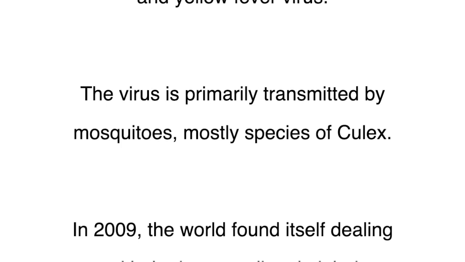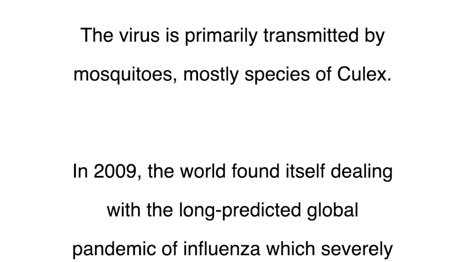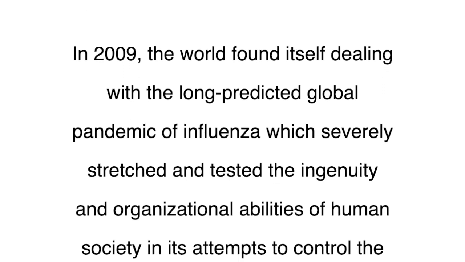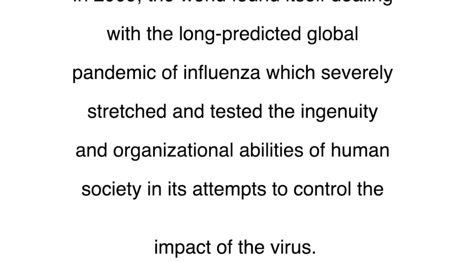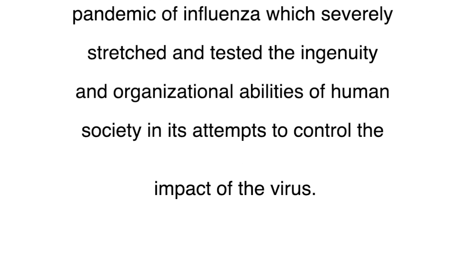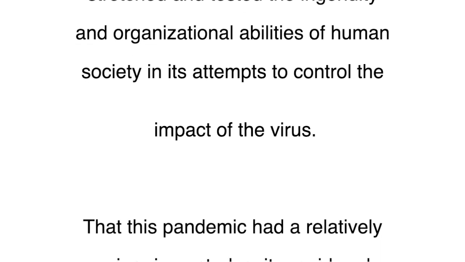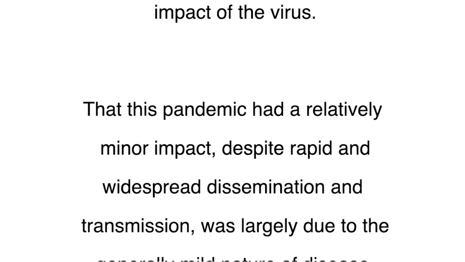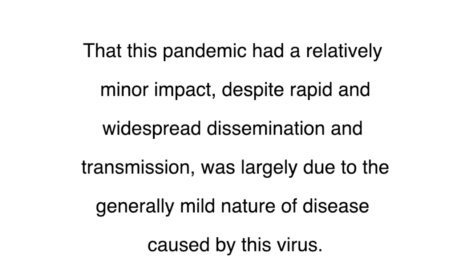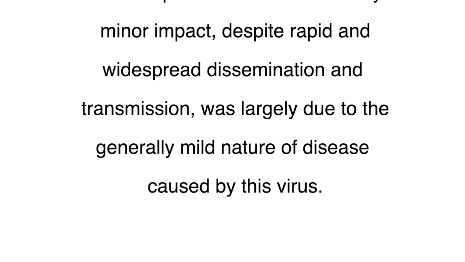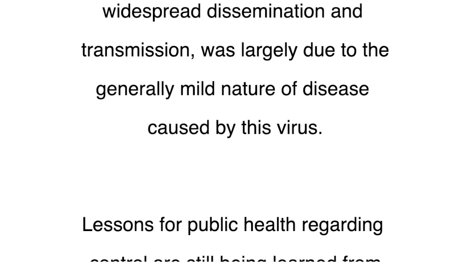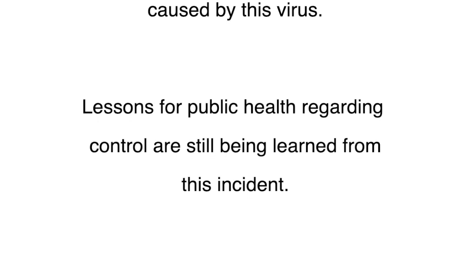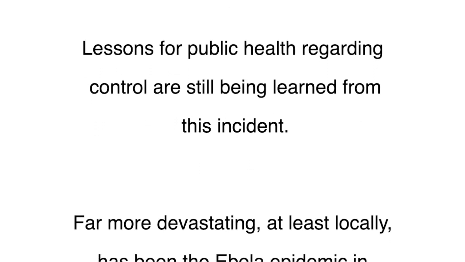In 2009, the world found itself dealing with the long predicted global pandemic of influenza, which severely stretched and tested the ingenuity and organizational abilities of human society in its attempts to control the impact of the virus. That this pandemic had a relatively minor impact, despite rapid and widespread dissemination and transmission, was largely due to the generally mild nature of the disease caused by this virus. Lessons for public health regarding control are still being learned from this incident.